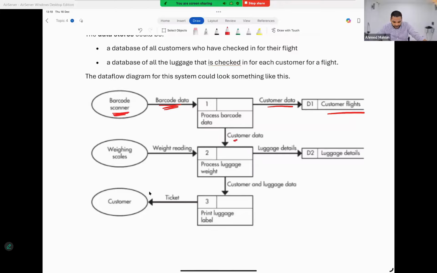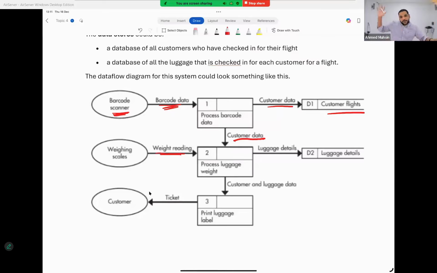The same customer data is now going to process 2 in order to process their luggage. In processing their luggage, in that process, we get data from the weighing scale. What data do we get from the weighing scale? The reading of the weight. Understand that? In processing their luggage, we get input from the weighing scale.